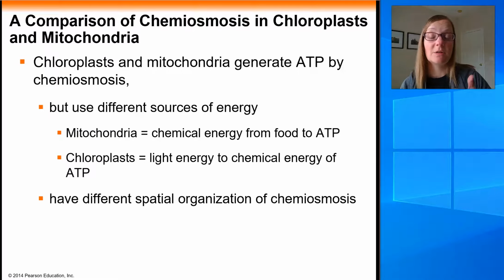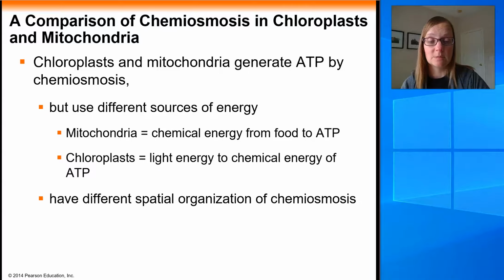One of the differences is where the energy comes from to make the ATP, and the other difference is how the electron transport chain, the ATP synthase, and all of those essential enzymes and proteins are spatially organized to perform this chemiosmosis that makes the ATP. All right, so let's take a look at energy first. In the mitochondria, the energy to make the ATP actually comes from chemical energy, right? The breakdown of glucose molecules. Whereas in the chloroplast, the energy to make ATP comes from light energy, from those photons that get absorbed by the photosystems.